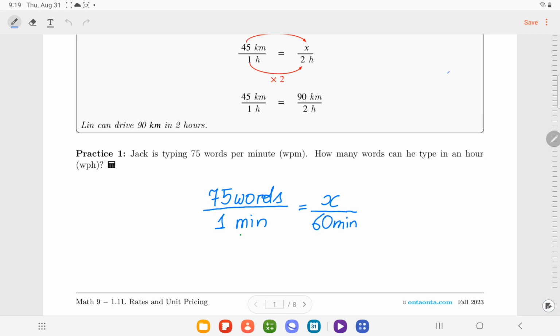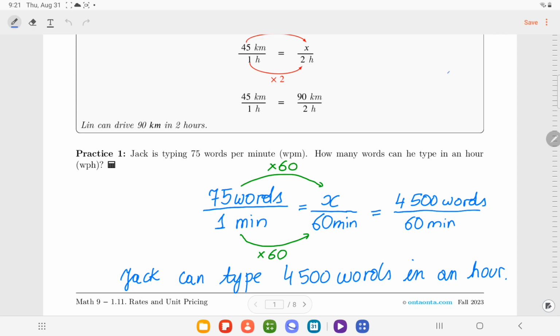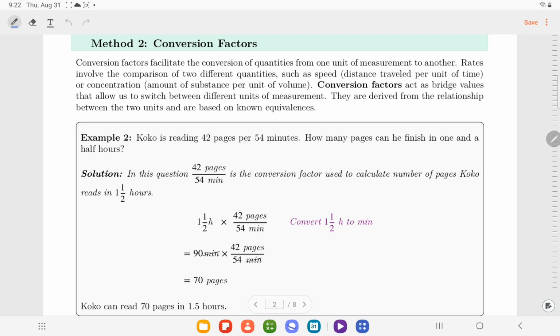Let's multiply 1 minute by 60 to get 60 minutes, and we have to do the same to the numerator, times 60. 75 times 60 is 4,500 words per 60 minutes or per 1 hour. Jack can type 4,500 words in an hour. Another way to find the missing quantity is to use the rate as a conversion factor.